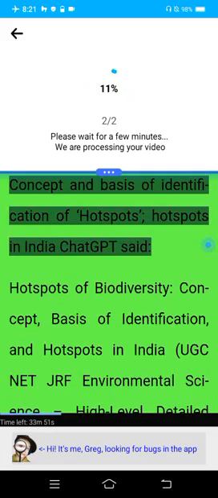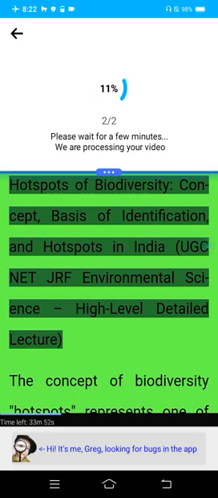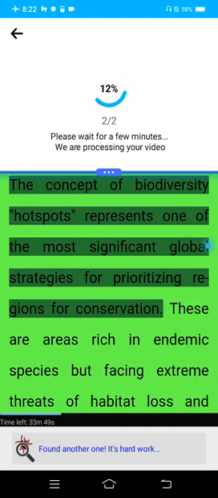You said: Concept and basis of identification of hotspots. Hotspots in India. ChatGPT said: Hotspots of biodiversity. Concept, basis of identification, and hotspots in India. UGC NET JRF Environmental Science. High-level detailed lecture. The concept of biodiversity.